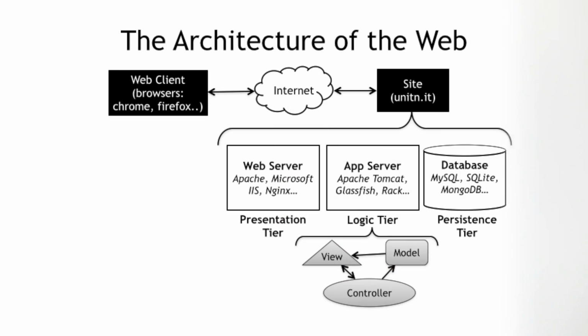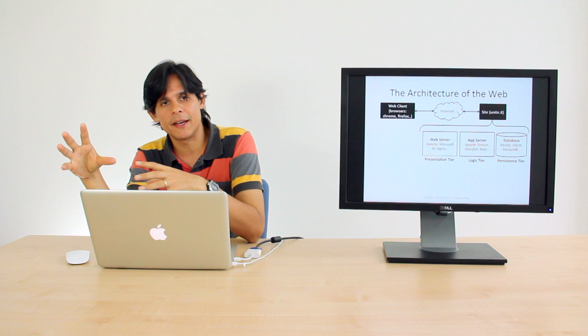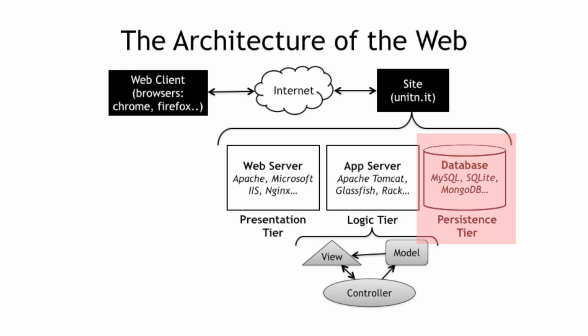Then we have a middle tier, which is the logic tier, which is in charge of actually implementing the logic of the services we are accessing through the internet. Here we find application servers like Apache Tomcat, Glassfish, and many others. And finally, we have a persistence tier, which is in charge of handling how to store the data itself upon which these services rely. Here we have databases like MySQL and SQLite, which are relational databases, and other non-relational databases like MongoDB.